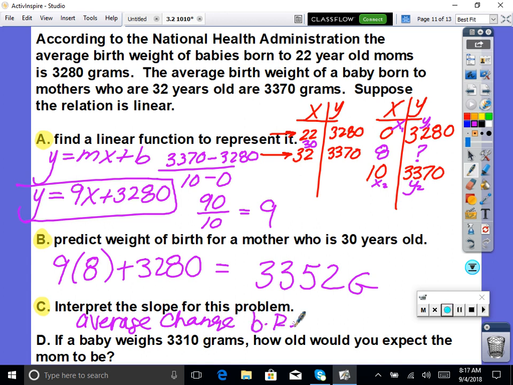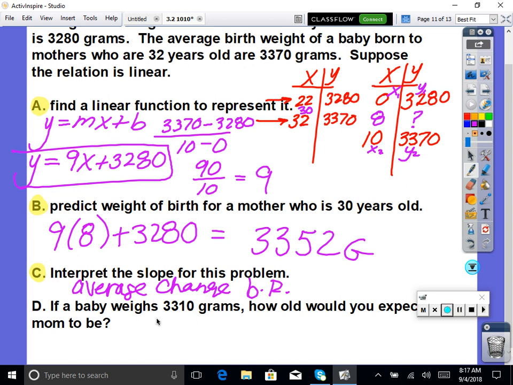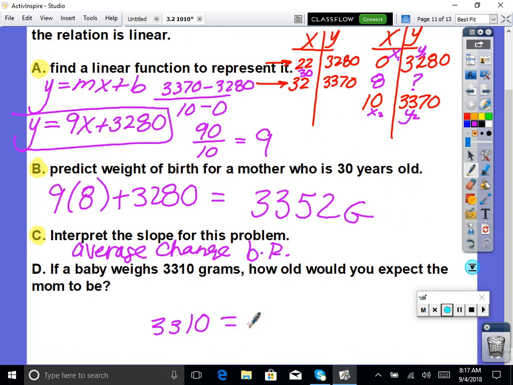Now D, it says, if a baby weighs 3,310 grams, how old would you expect the mom to be? So where would we plug in the 3,310? The y, right? So we would have 3,310 equals 9x plus 3,280. So now solve for x. We'd subtract 3,280 and then we would divide by 9. Does everybody understand that? Okay, cool. I won't continue that. We're good?